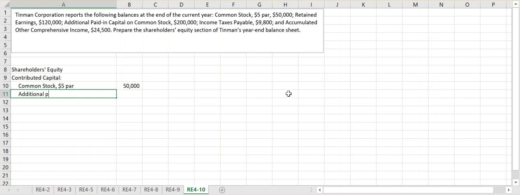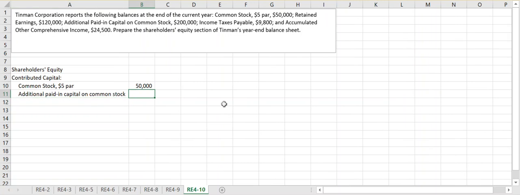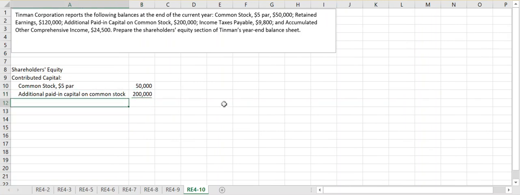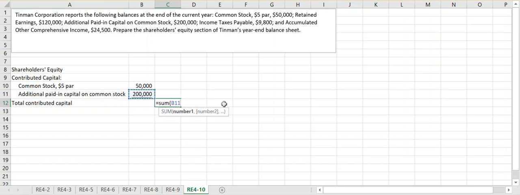And then we have our additional paid-in capital on our common stock. Again, that represents how much additional asset value we took in above that $5 per share par value, and we took an additional $200,000. So we have our total contributed capital. And again, if we had preferred stock, it would have been listed first, and we would have set it up exactly like we have here with common stock. We would have listed the preferred stock and any additional paid-in capital on preferred stock, and then we would have listed out our common stock and additional paid-in capital on common stock.